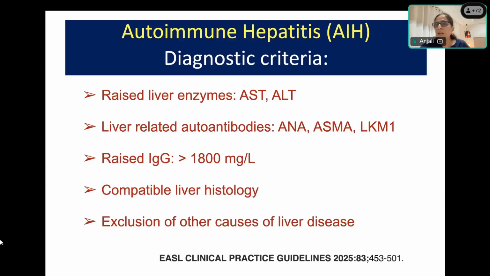Here I would like to add one point about emperipolysis and rosetting. With the latest guidelines given by liver pathologists, these two criteria have been omitted from the diagnostic or compatible histological features of autoimmune hepatitis. Then the last one is exclusion of other causes like steatosis, cholestasis.